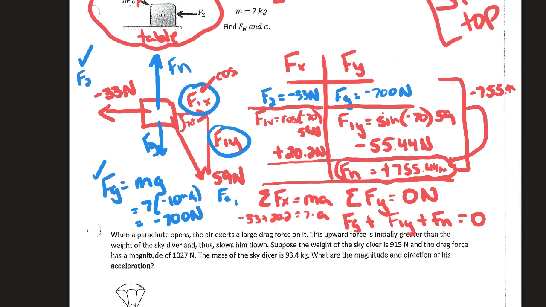Negative 33 plus 20.2. The net force is to the left because the negative 33 is bigger. We divide that by 7, and we should get an a of negative 1.8 meters per second squared. But you need to tell its direction, and it's to the left.